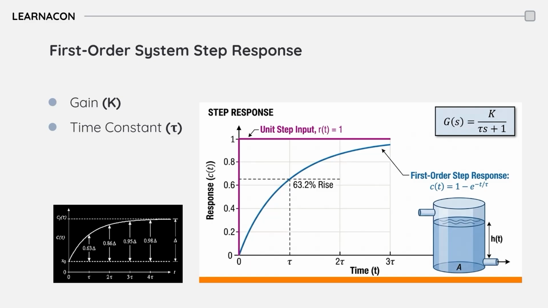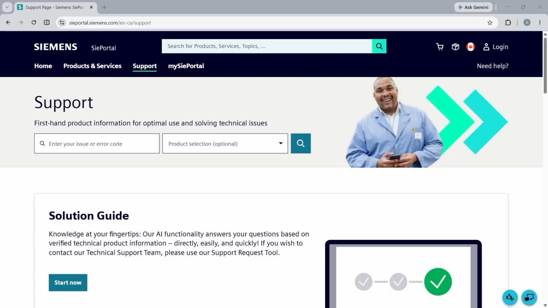Okay, I believe now you have a good understanding of what a first order system is and how it behaves to a change. So now I'm going to switch to TIA Portal and show you how we can simulate a first order system using Siemens PLCs. Before we get into the TIA Portal part, we need to install a simulation library. This library is available on the Siemens portal site, and I'm going to show you how to download it right now.